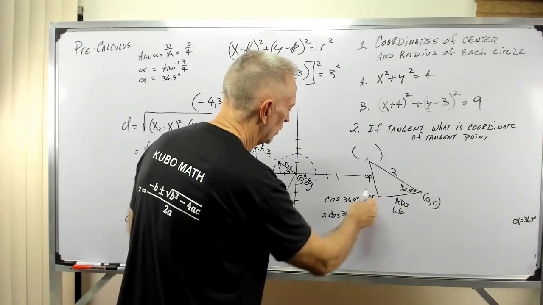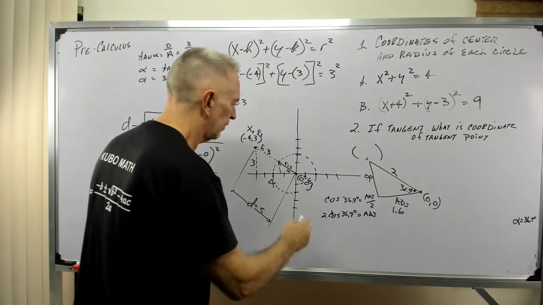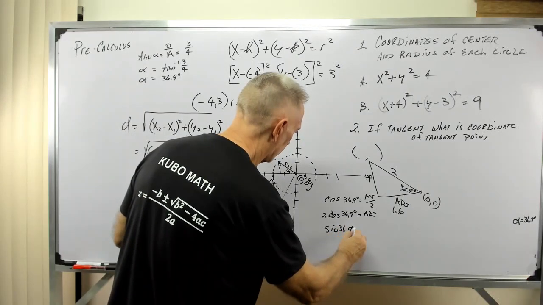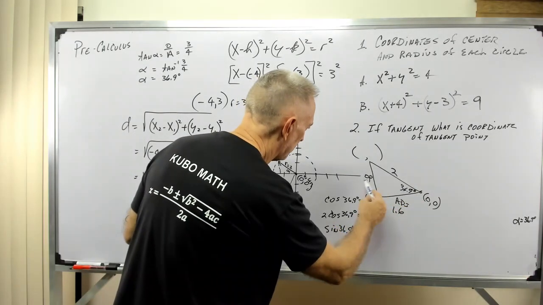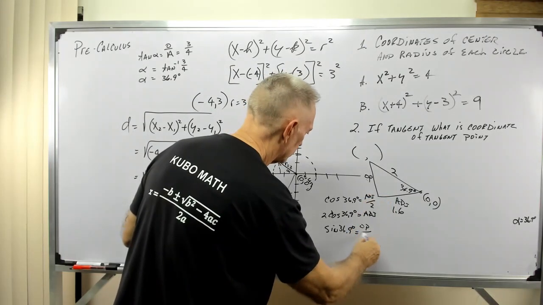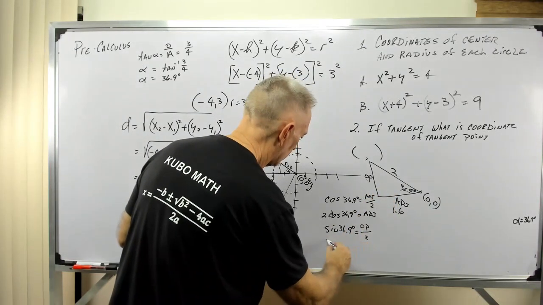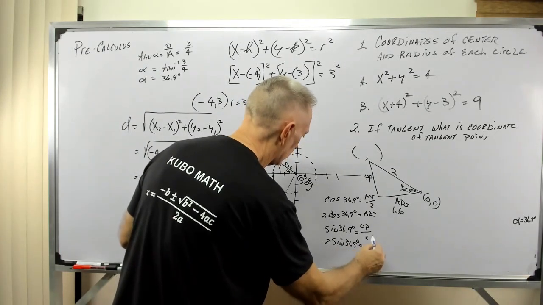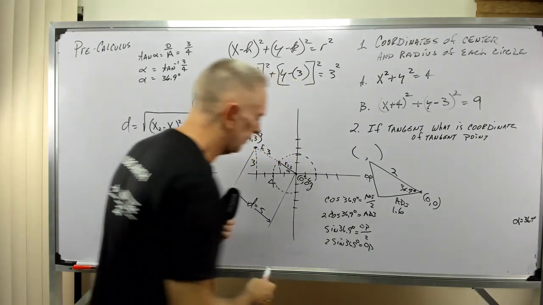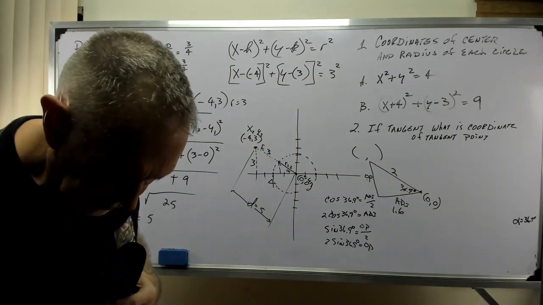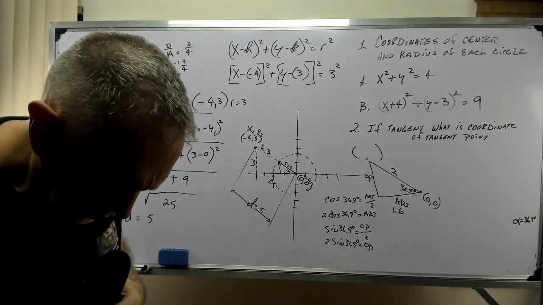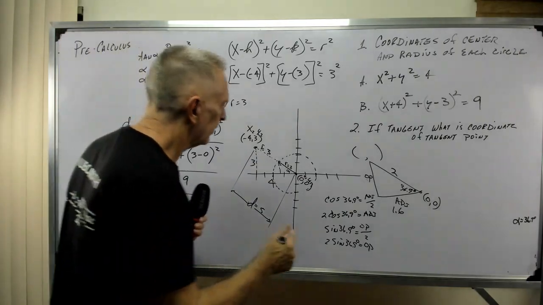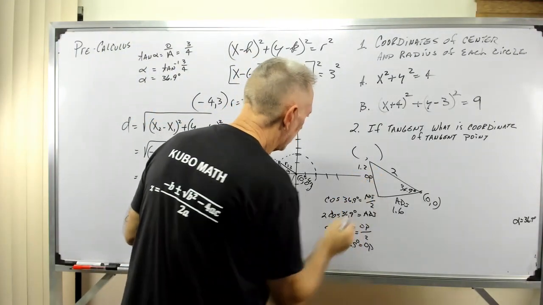Okay, now if I'm trying to solve for that other side, the sine of 36.9 degrees equals the opposite over hypotenuse, which is 2. So 2 times sine 36.9 degrees equals the opposite side. So 2 times sine, that's 1.2. I should have put my glasses on to do these.